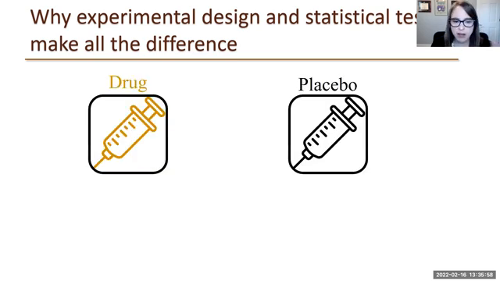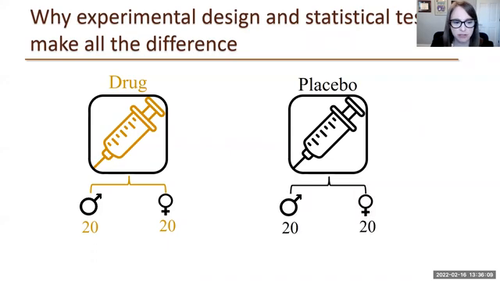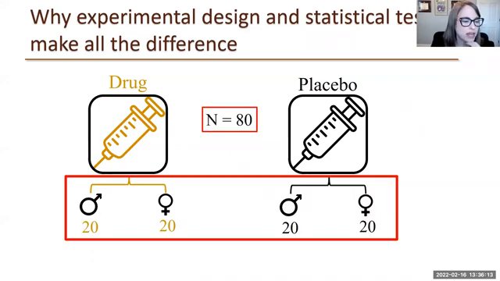So in this fake study, we've got two main things that we're interested in: drug and placebo, whatever those are. And within each of these groups, we've got males and females, and we have 20 animals in each. So altogether, we have a total of 80 animals that are being used in this study, okay?